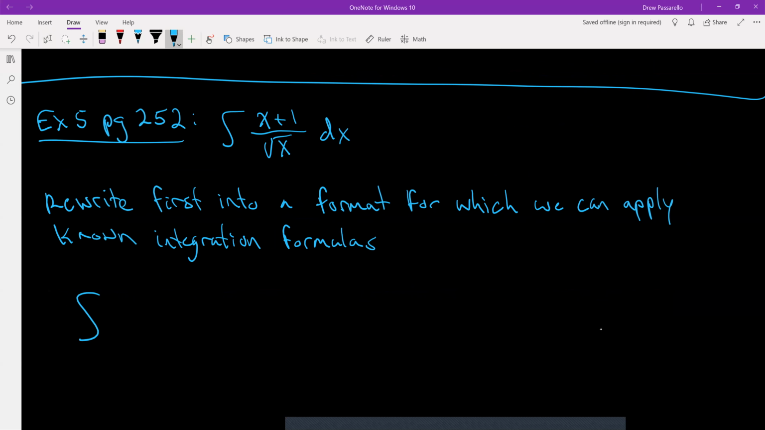For one thing, the square root of x, I could write that as x to the 1/2 in the denominator. So I have x plus 1 over x to the 1/2 dx. By rule of fractions, I can separate this. So I have x over x to the 1/2, then plus 1 over x to the 1/2.